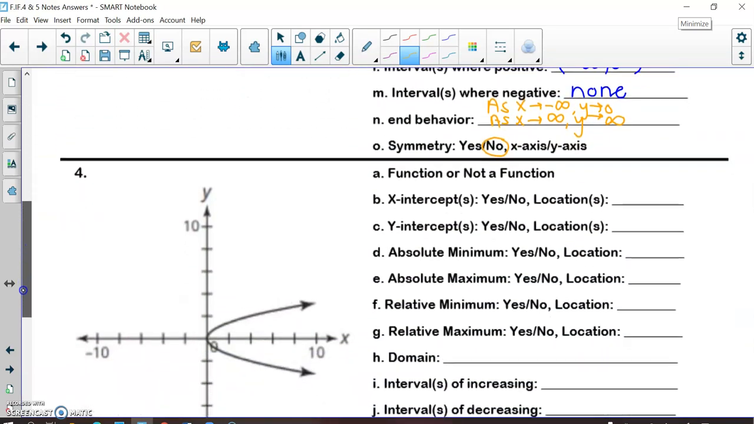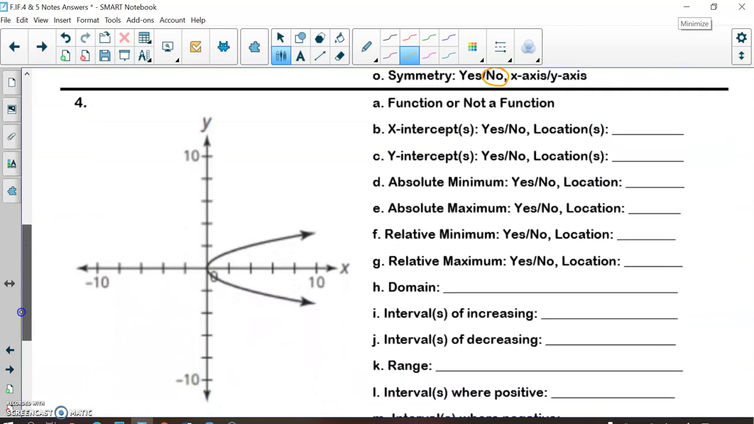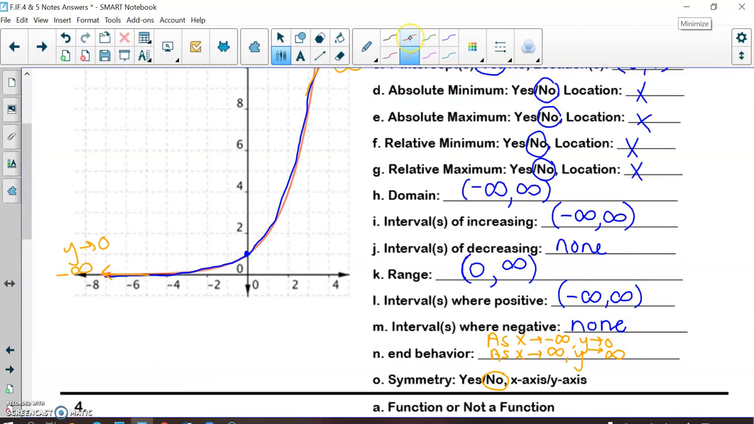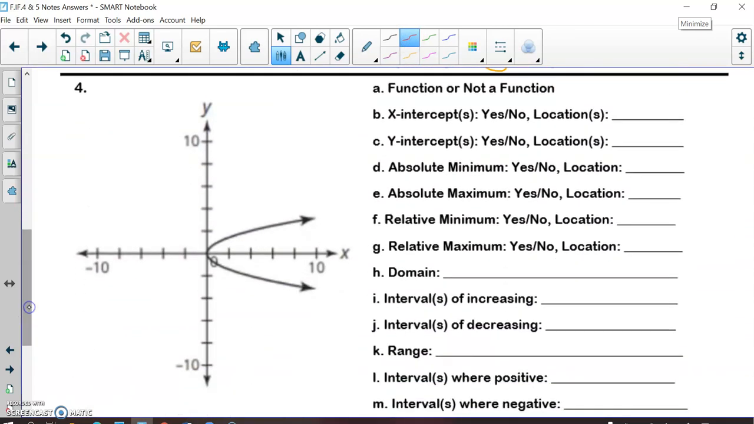All right, moving on to number 4, which is our last problem. We want to determine if this is a function or not. Well, if I drag a vertical line across the graph, this is not going to pass the vertical line test, so it's not a function. The x-intercepts, the only place that this intersects the x-axis is at (0, 0), so we do have an x-intercept. The graph crosses the y-axis at 1 point as well. That's (0, 0). All right.